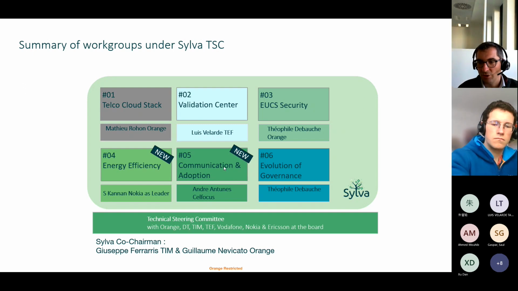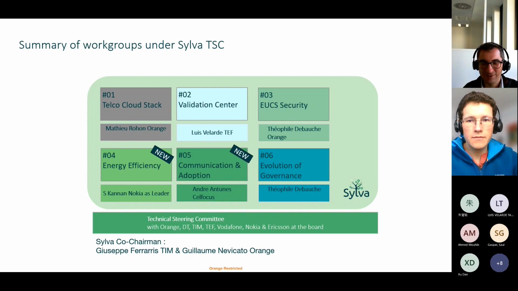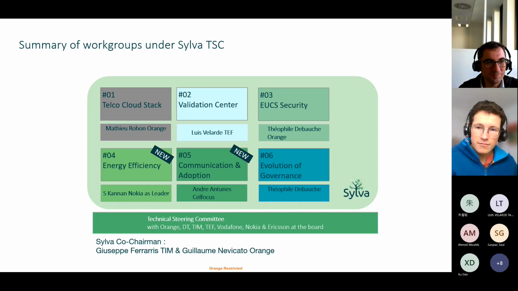Concerning communication and adoption, if we want to have perenniality in the project, it's important to have a good, active community. It's not about having too many partners, but it's important to have active partners. So we are working on this adoption framework. André Antunes from Cellfocus, which is an integrator, is leading this work stream. And the last work stream is led by Théophile, so I'll let you introduce it, Théophile.